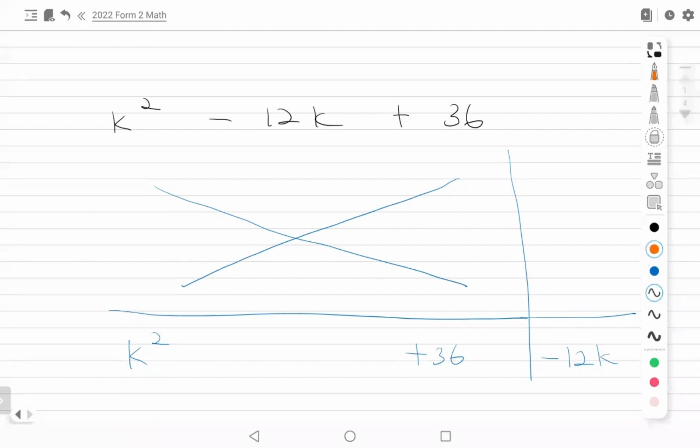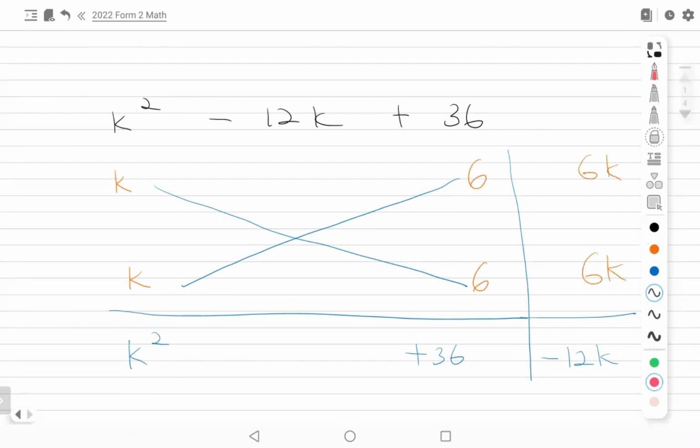Next, the factors of k squared: what times what equals k squared? Only one possibility, k and k. This one is very straightforward. Same alphabet, k, k. Okay, then what about 36? What are the factors? 6 and 6. 1 and 36 is too far already, the difference is too far, so don't take 1 and 36. So it will be 6 and 6. Then follow the line, become 6k and 6k.